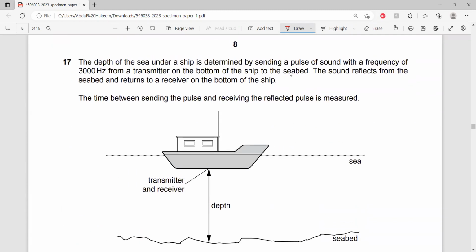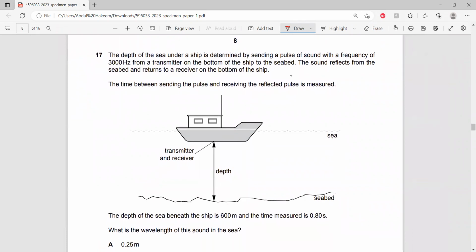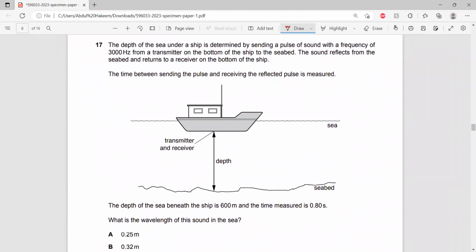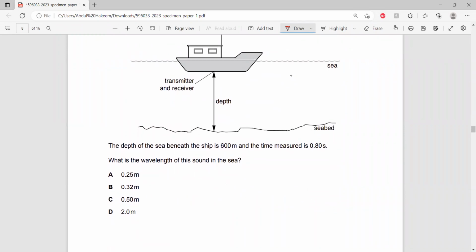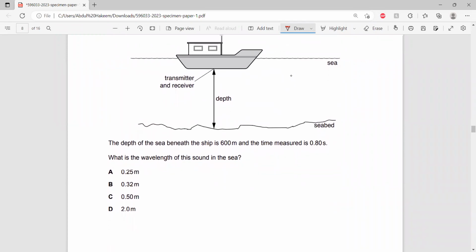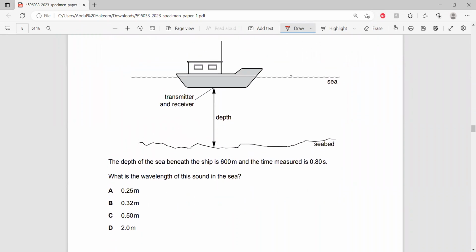Number 17. The depth of the sea under a ship is determined by sending a pulse of sound with a frequency of 3000 hertz from a transmitter on the bottom of the ship to the seabed. The sound reflects, definitely this will be ultrasound. The sound reflects from the seabed and returns to the receiver on the bottom of the ship. The depth of the sea beneath the ship is 600 and the time measured is 0.6. What is the wavelength of the sea?